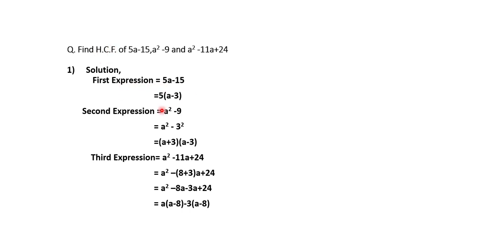From the first expression, second expression, and third expression, we have to see which factor is common. Here is A minus 3, here is also A minus 3, and in the third expression also A minus 3, because A minus 8 is common here, then here remains A and here remains minus 3, put them also in bracket. In all these three expressions, A minus 3 is common.